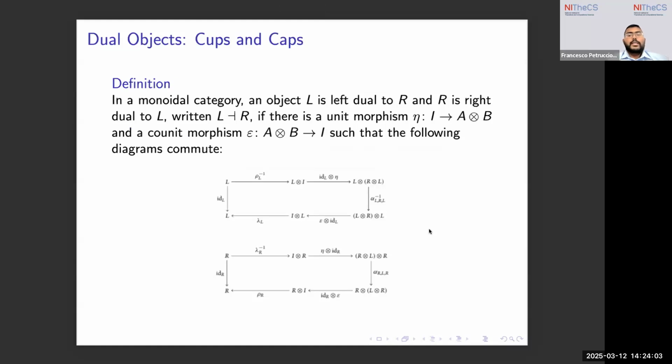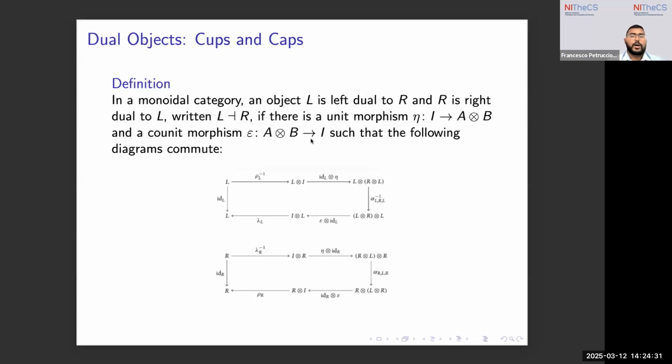Now, what are the things that we want to capture from quantum mechanics? One of the key features of quantum mechanics is entanglement. So we want to encode it in this language of string diagrams. To do this, we need the notion of dual objects, and this will be denoted by cups and caps in the language of string diagrams.